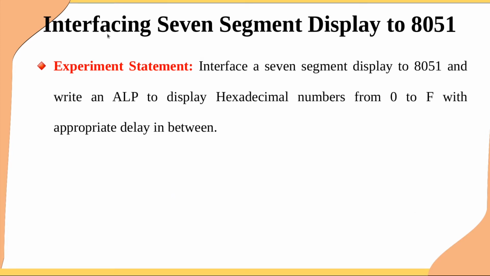Let us see the statement of today's experiment. Interface a 7 segment display to 8051 and write an ALP to display hexadecimal numbers from 0 to F with appropriate delay in between. Dear students, we are supposed to interface a 7 segment display to an 8051 and write an ALP, assembly language program, to display the hexadecimal numbers from 0 to F.